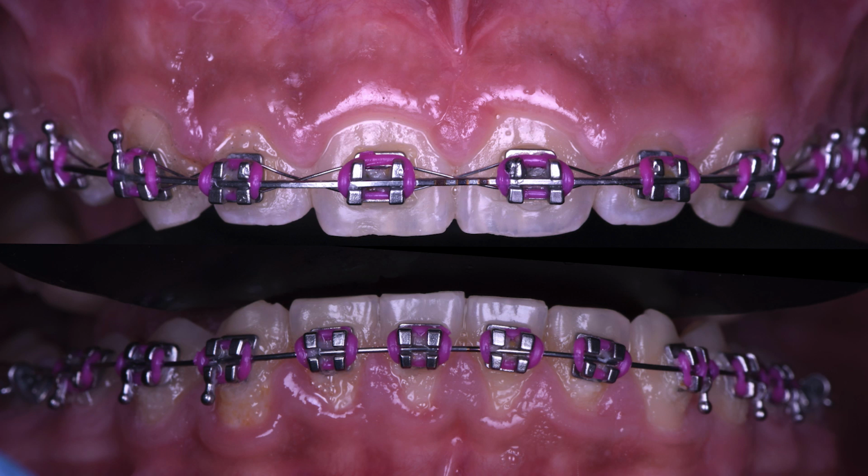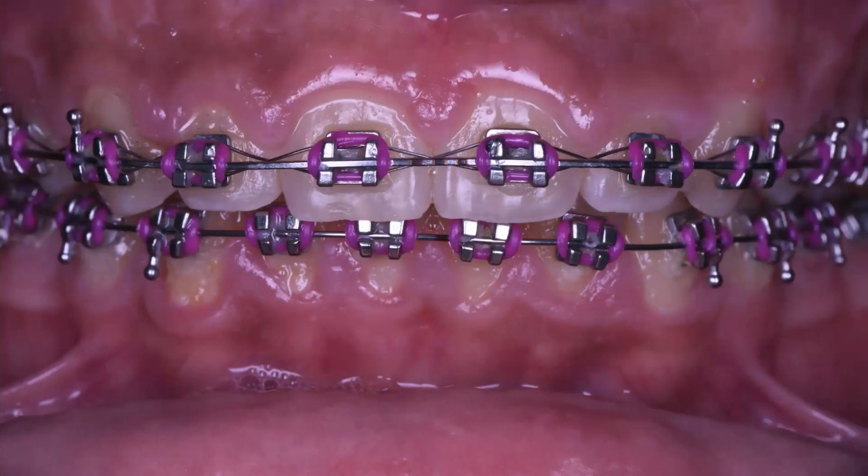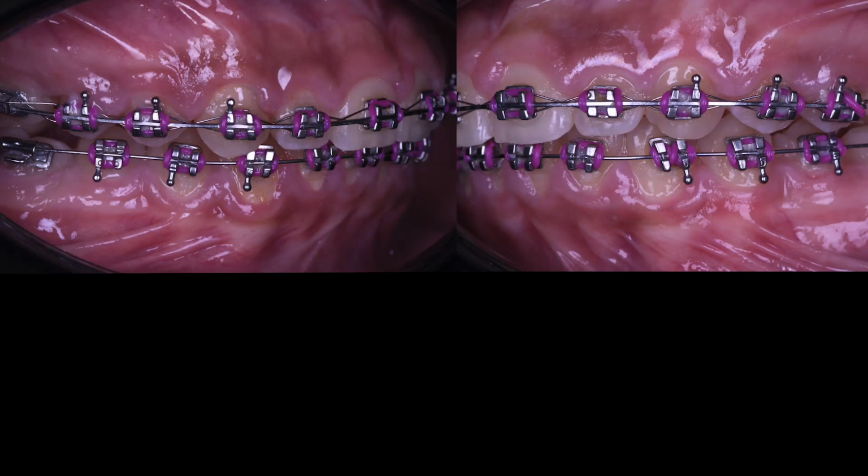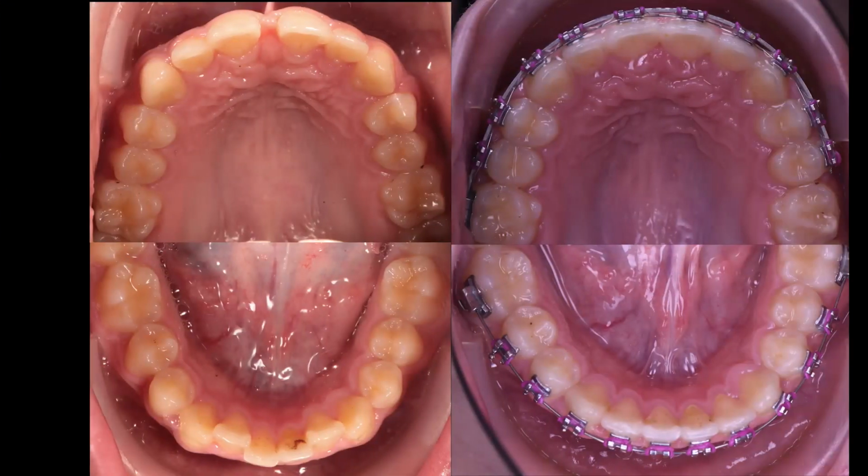After 1 month, I changed the power chain in the upper until complete closure. I changed the lower wire to the next wires, 14, 16, 18, 16 by 22, and then finalized the case with 17 by 25. Here is the occlusion after space closure, and I did fixation with ligature wire, figure 8, in the upper arch to prevent any spaces from reopening after stopping the power chain.